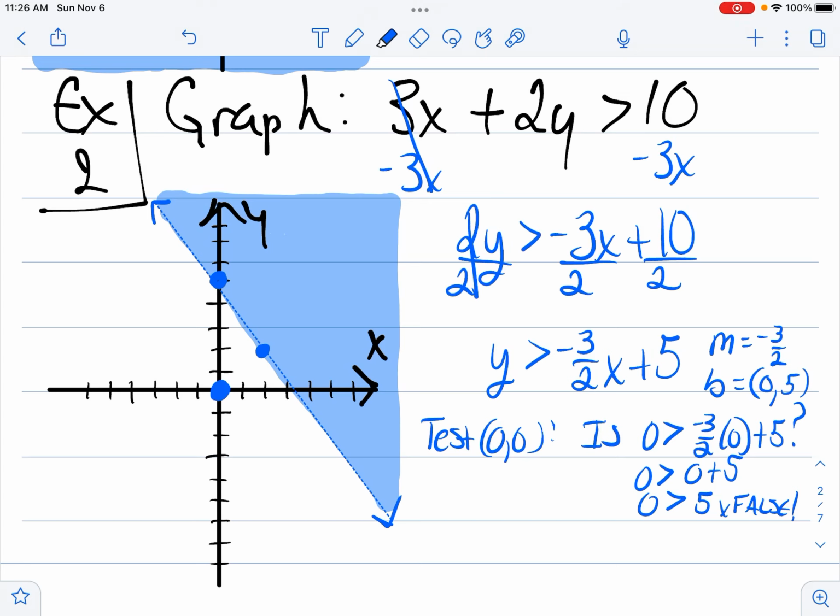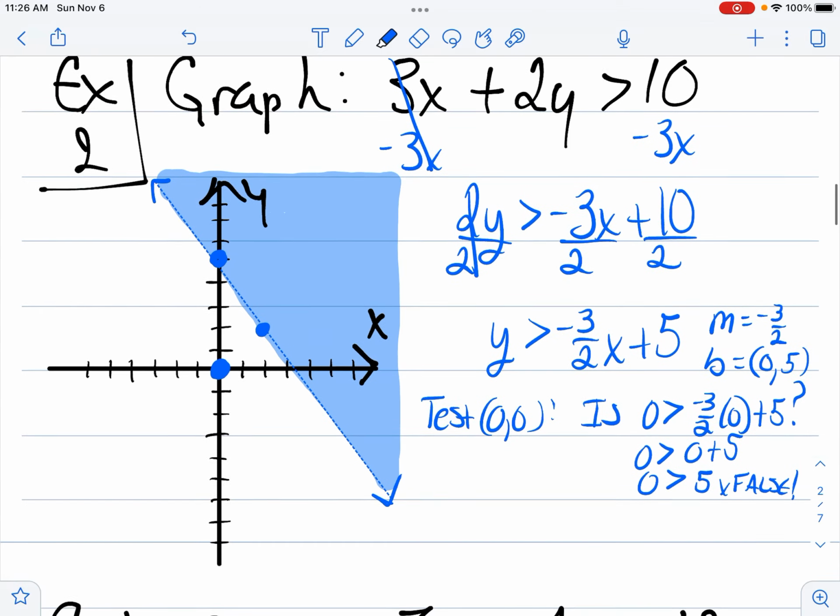So basically all we have to do is graph the boundary line and then figure out what side of the boundary line to shade, what half plane. And then also sometimes you might have to solve the equation or the inequality for y before you start doing your work so you can get the correct equation of the boundary line. And again, if you have any questions, just email me so I can help you out. Let's take a look at example 3 now.